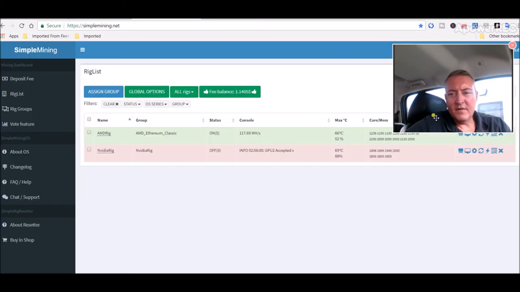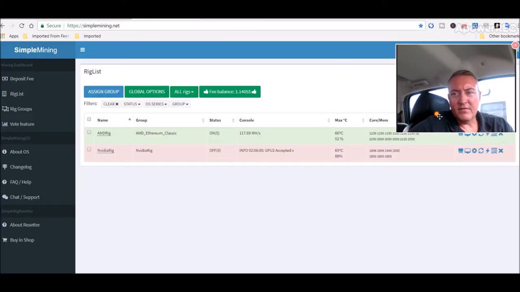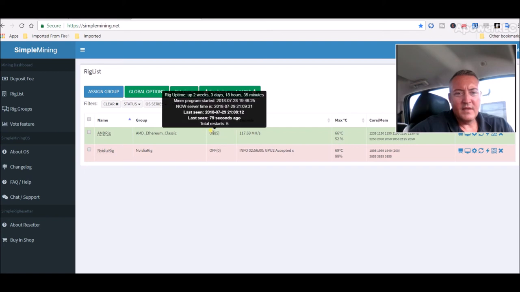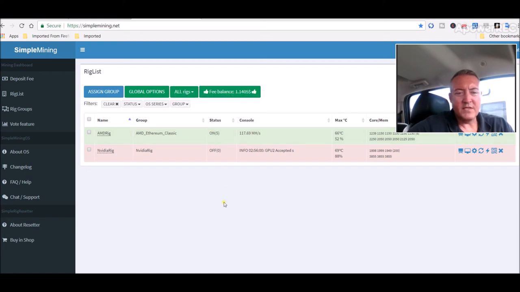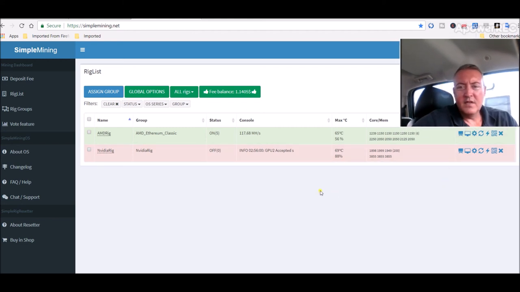Simple mining, haven't showed this in a while. Everything is running fine as usual on this rig. Been up 2 weeks, 3 days. It has some restarts. I was messing around trying to mine Digibyte with it, but this SMOS does not have the right miner for it. So I was trying to make something work, but it just didn't work out. But anyways, this rig really loves mining Ethereum Classic, so I'll just leave it there.